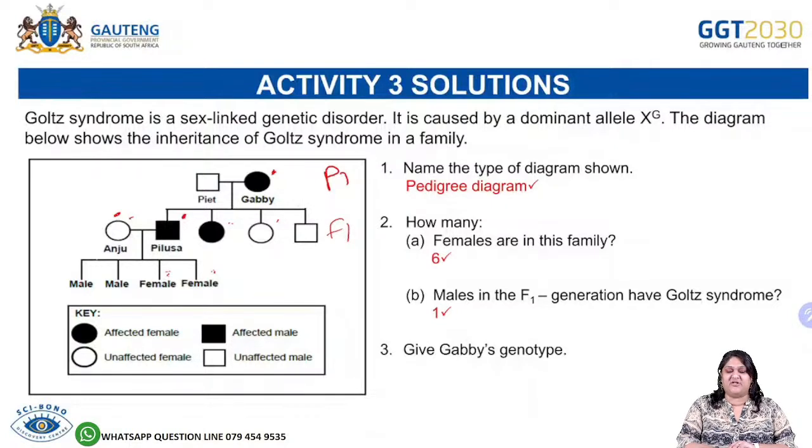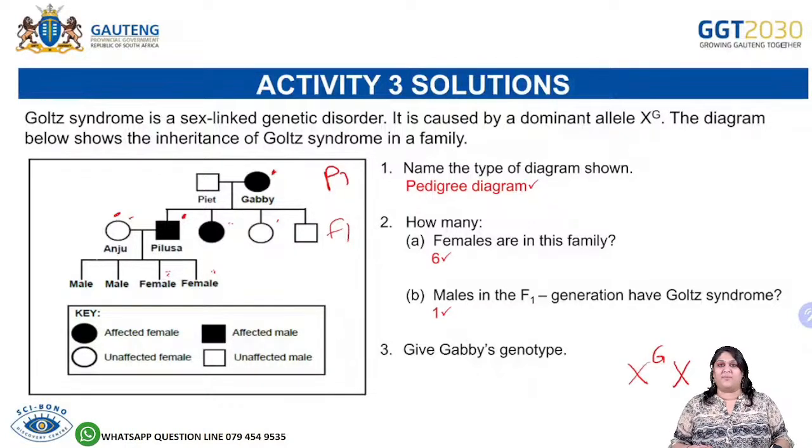Now remember we mentioned that Galt syndrome is caused by a dominant allele. So for her to have Galt syndrome, she definitely has to have one. One of them is definitely going to have to be this. But now the other X is going to have a recessive or a dominant allele. How do you work it out? Now you're going to ask me, but ma'am, it can be anything. No, the clue is the offspring. We always have to look at the offspring. The offspring gives us the clue as to what the parents are.